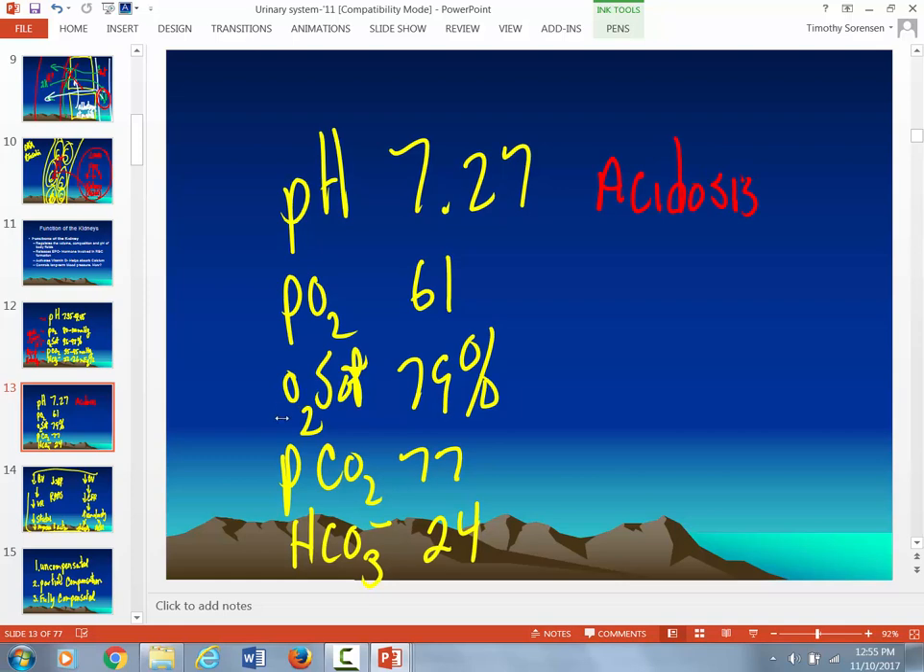Remember that you look at PO2 and O2 sat. Right, so if the PO2 is low and the O2 sat is low, you give them O2.